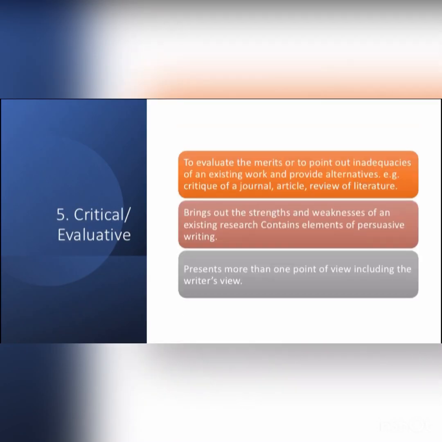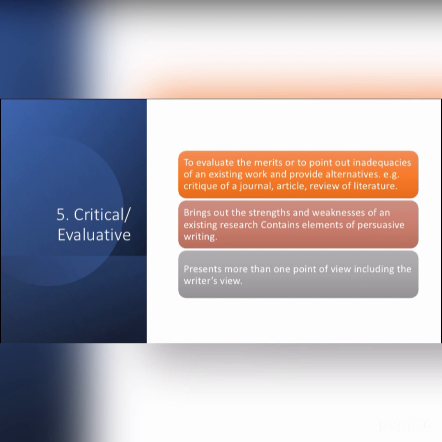Fifth one is critical or evaluative approach. To evaluate the merits or to point out inadequacies of an existing work and provide alternatives, for example, critique of a journal, article, or review of literature. So you need to give a critique or critical analysis of something. You will adopt a critical approach.